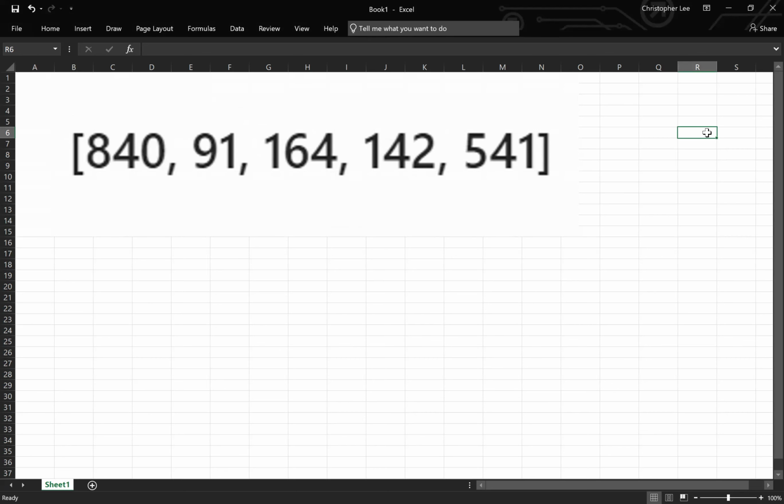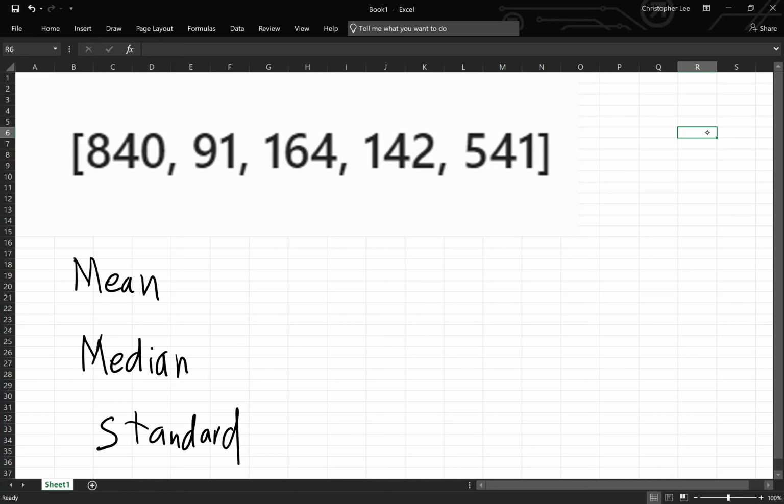All right. So I want y'all to give me the mean. I want y'all to give me the median, and I want y'all to give me the standard deviation. All right. Go ahead. I want you to square root it.